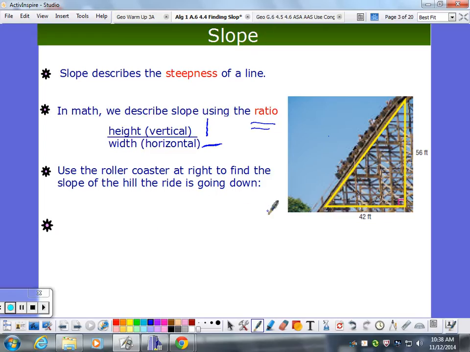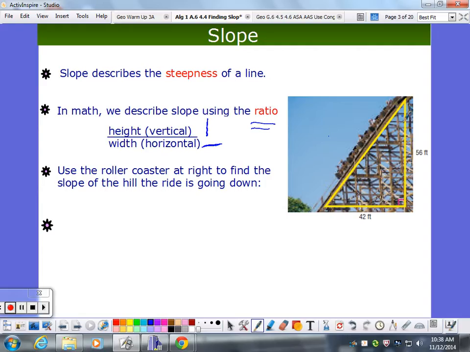Here's an example of using slope. So I've got my roller coaster. And whoa, that looks pretty steep here. And I want to find the slope. Basically what this means is that for every so many moves up, I go so many right. And then it's going to be the same moves up and the same moves right all the way. That's what I mean by ratio of height to width.